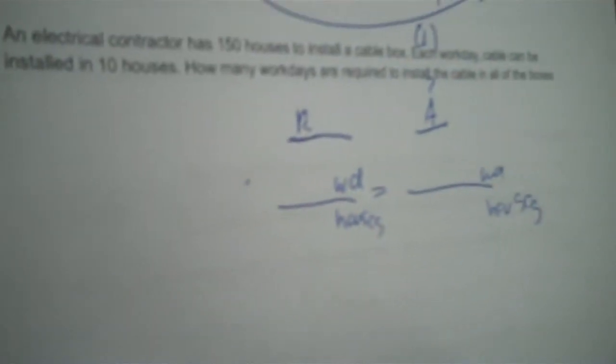So workday, houses. We know the rate because we're not finding the rate, so we must be able to fill out the rate. Okay, so one workday is 10 houses. We have 150 houses, so it ends up being 150 divided by 10, which is 15.